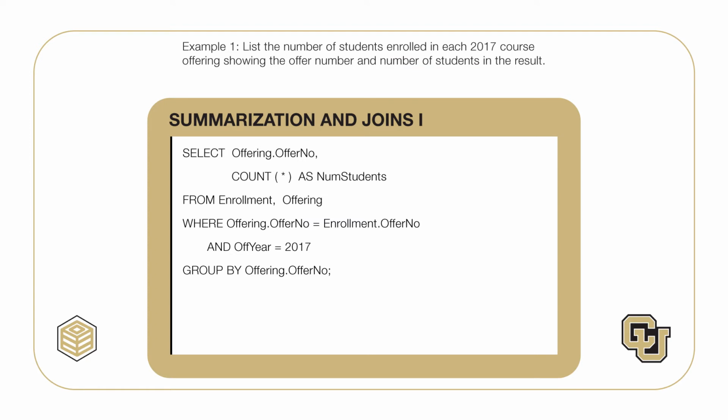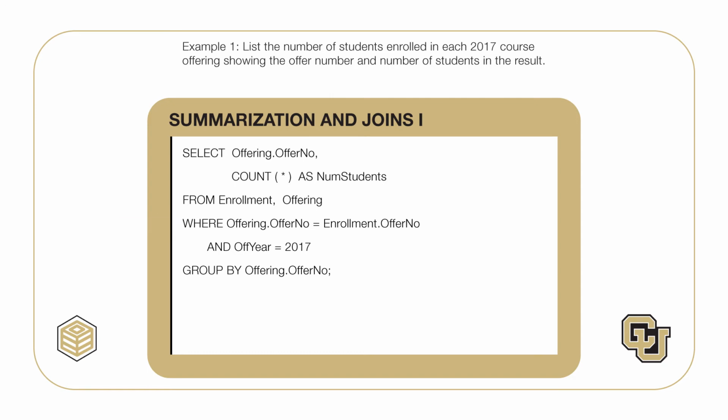The student table is not needed because the problem statement does not involve columns in the result or conditions on students. How are the tables combined? The offering and enrollment tables must be joined on offer number using a condition with the primary key and foreign key of the tables.